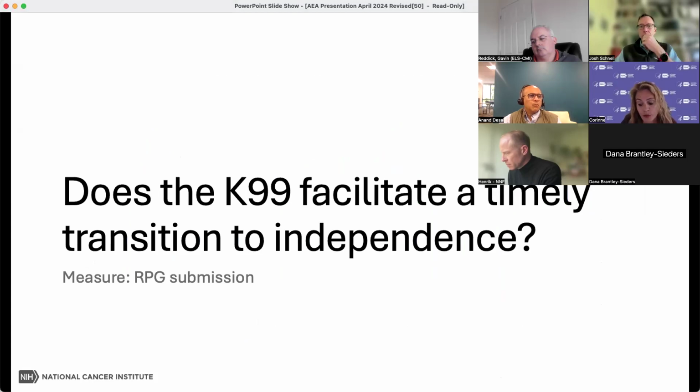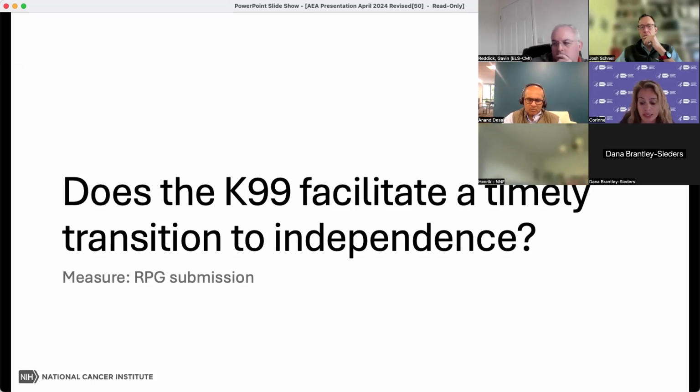So the first question we wanted to ask was, does the K99 facilitate a timely transition to independence? To determine this, we use the measurement of an RPG, or research project grant submission. RPGs are awards such as R01s and R21s that are submitted at the independent career stage, such as early stage investigators. Typically, if you're not independent, institutions do not allow you to submit RPG grants. Next slide, please.